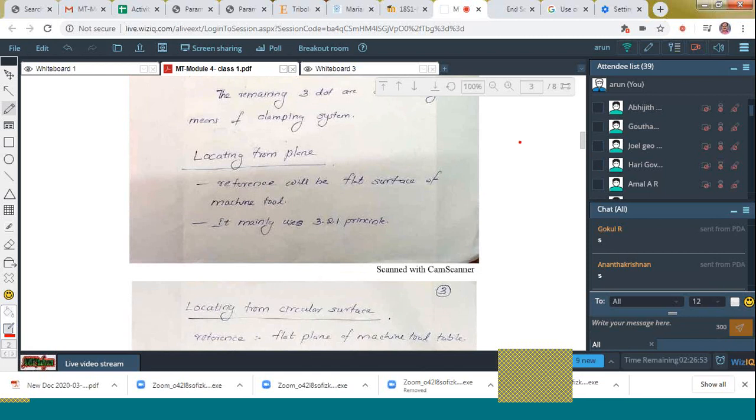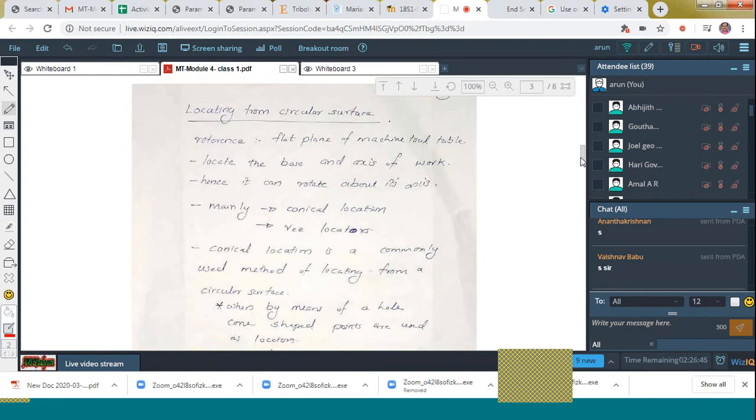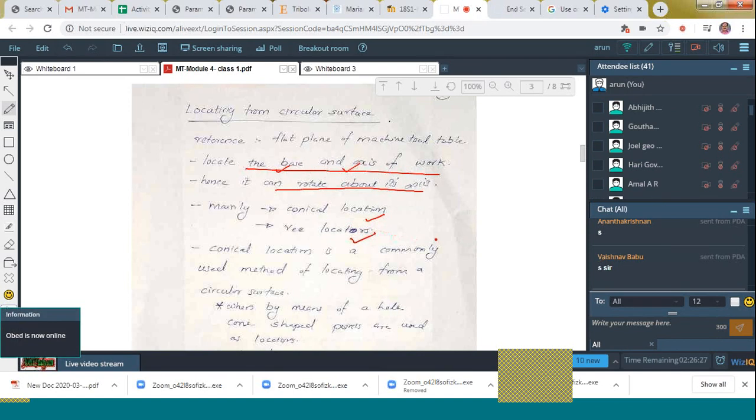Locating from plane. I told you that the reference flat surface of the machine tool is located by using the 3-2-1 principle. Next is locating from circular surfaces. They locate the base and axis of the work. That is the first thing. So hence it can rotate about its own axis. How can we fix the base and axis of the workpiece? That is by means of conical locators and by means of delocators. One more item is also there, by means of the concentric circle method.